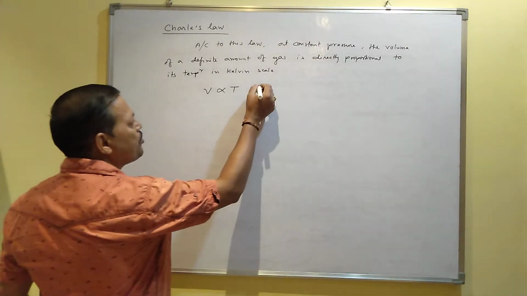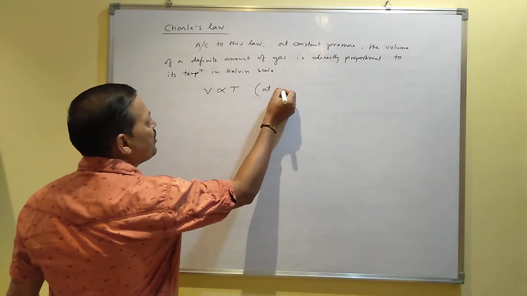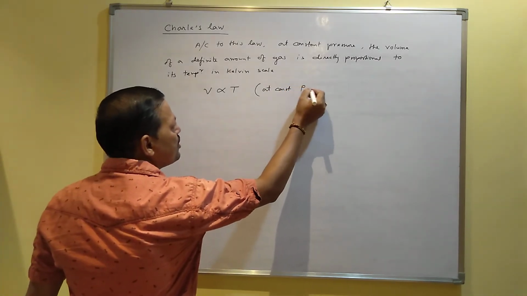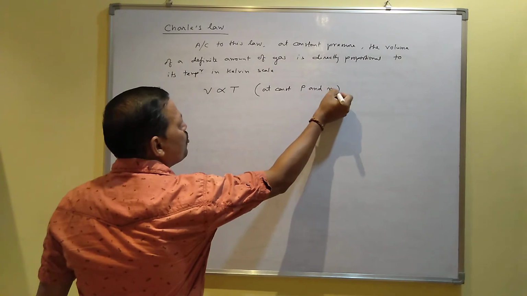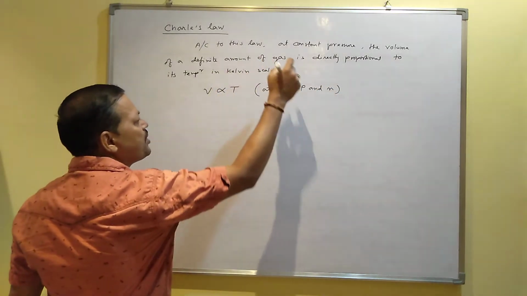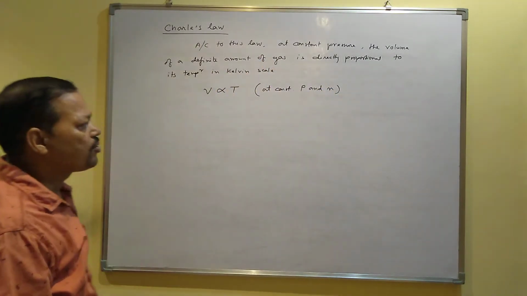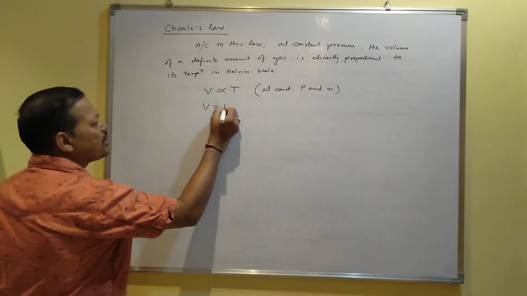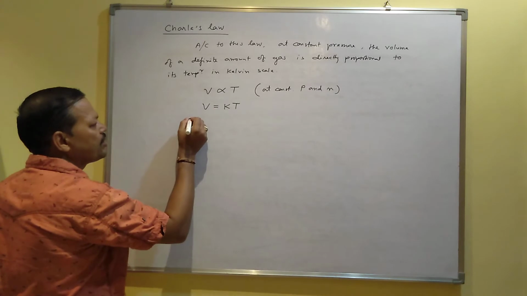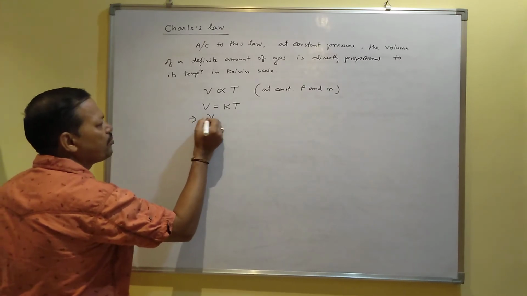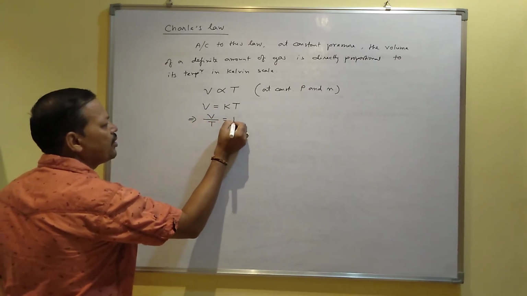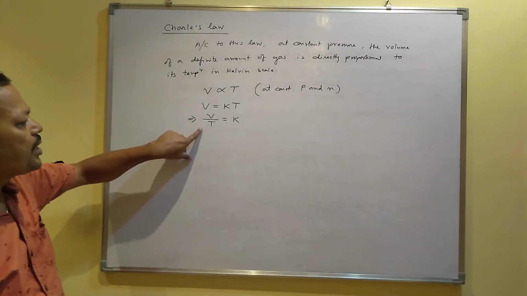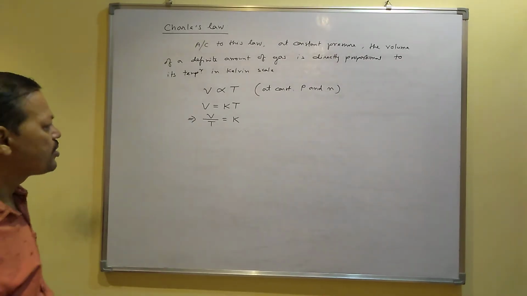scale. So V proportional to T at constant pressure and number of moles. Definite amount of gas means number of moles will be constant. So when you remove the proportional sign, a constant will come, V = KT, or you can write V by T is equal to K. That means the volume divided by temperature always remains constant.